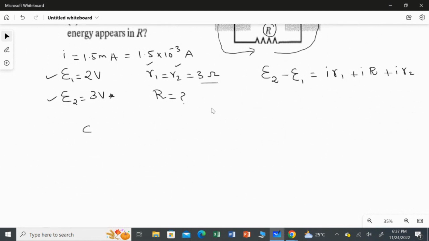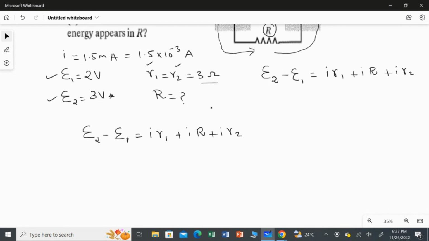So what is our equation? On the left hand side, I separate the EMF to one side, and on the other side, I wrote the product of the current and its resistance. So that means I multiplied by small r1 plus I multiplied by capital R plus I multiplied by small r2. So in this, I'm going to take the current as the common term. Therefore, I'm going to take I outside of the bracket. So inside the bracket, what will you get? R1 plus capital R plus R2.